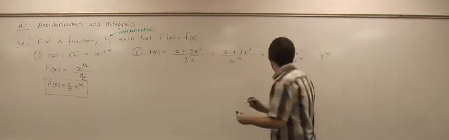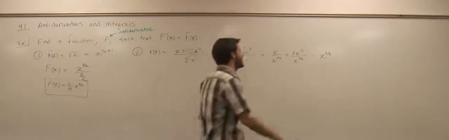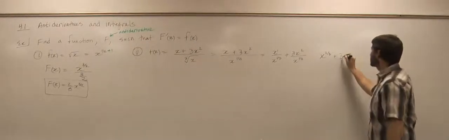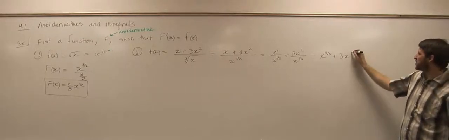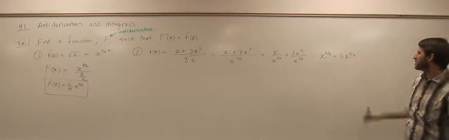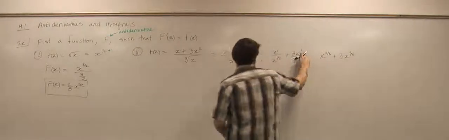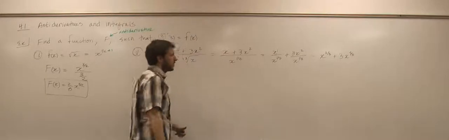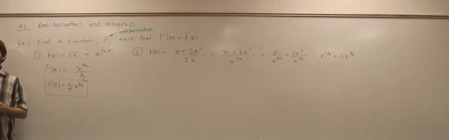X to the 2/3 plus 3x to the, looks like 5/3. Right, because this is 6/3 minus 1/3, 5/3. That's just the algebra. I haven't actually done the calculus yet.